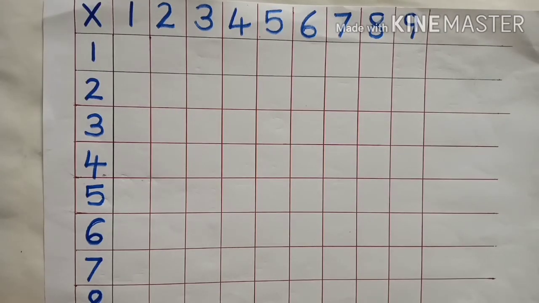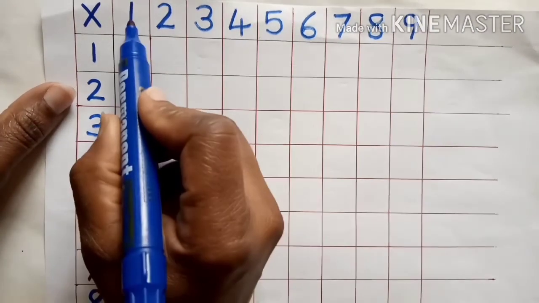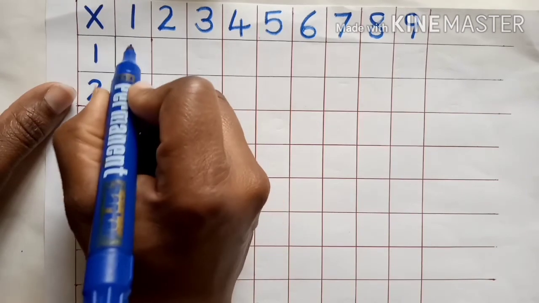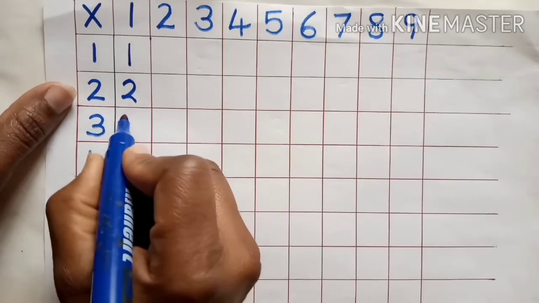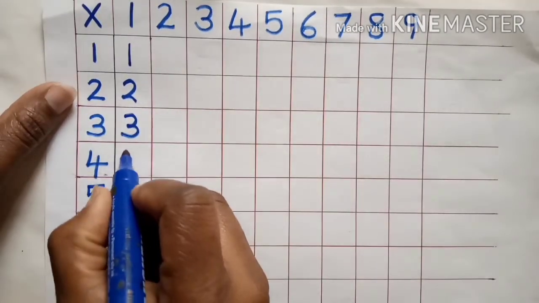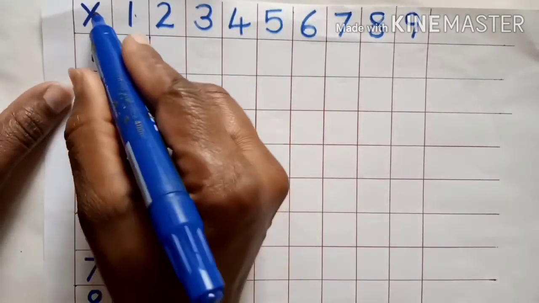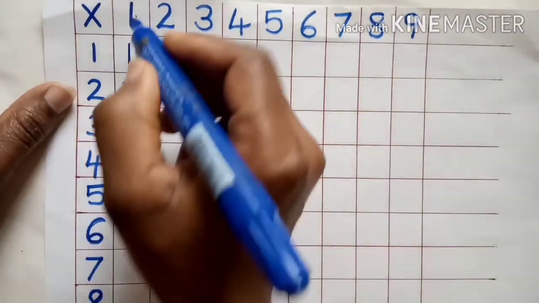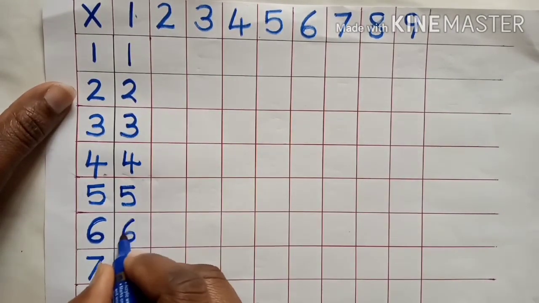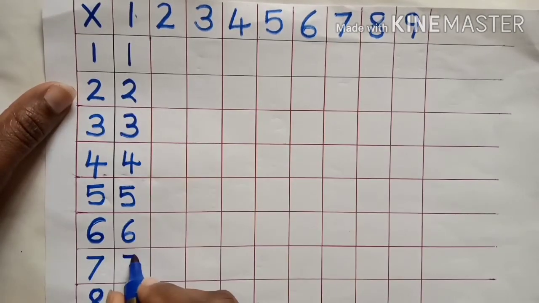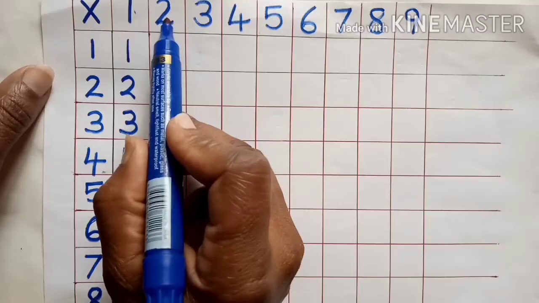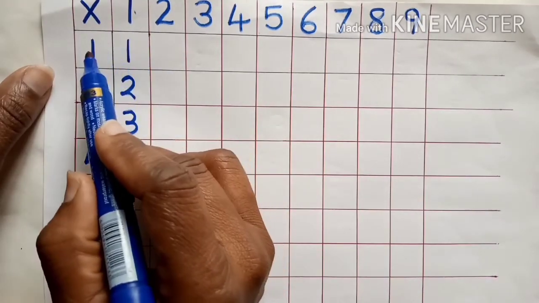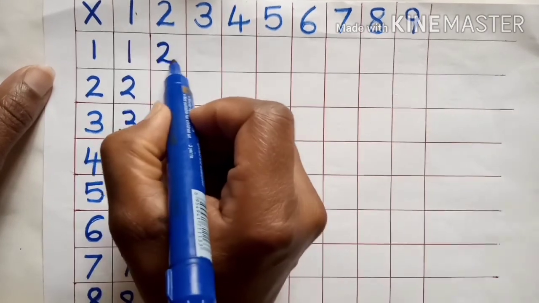Okay, so we are going to start with the multiples of 1, and they are easy. You just say 1 times 1 is 1, 1 times 2 is 2, 1 times 3 is 3, 1 times 4 is 4, 1 times 5 is 5, 1 times 6 is 6, 1 times 7 is 7, 1 times 8 is 8, and 2 times 1 is the same as saying 1 plus 1, which is 2.